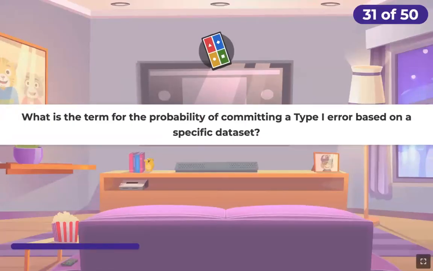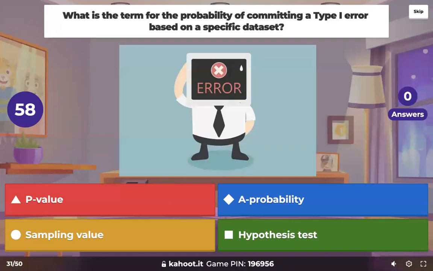What is the term for the probability of committing a type 1 error based on a specific data set? If you watch my channel, I actually have a video about this whole thing in my stats video. Shameless plug, check it out.